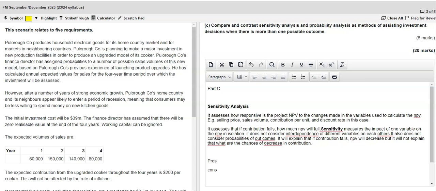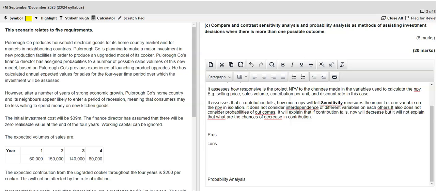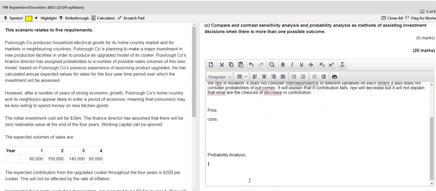Then you will explain what probability analysis is. The biggest advantage of probability analysis is it considers the probabilities. Another advantage of probability analysis is it considers the change in the factors, like it considers more than one factor at a time if they are changing. But the biggest disadvantage of probability analysis, let me explain that. It calculates the expected answer, expected NPV, to help in decision making. This expected NPV is an average answer.